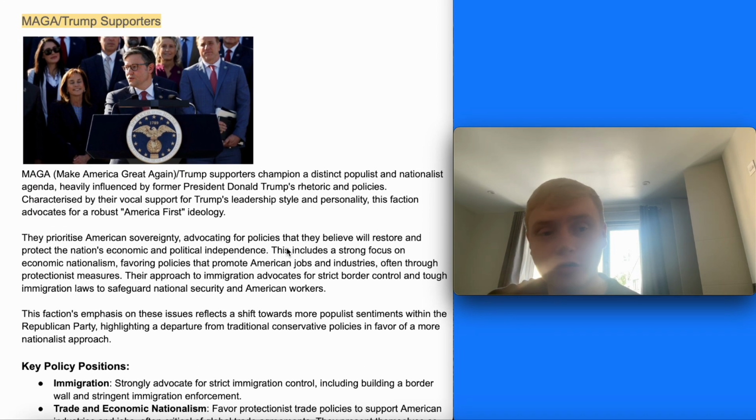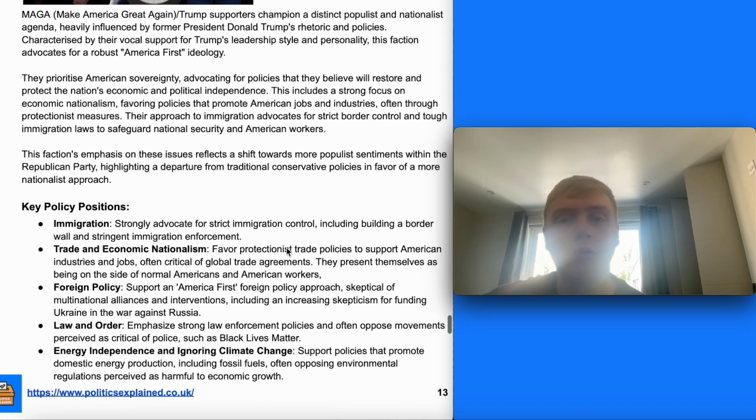The next and by far at the moment the most important faction in the Republican Party are the MAGA crowds, so Make America Great Again, or Trump supporters, who championed a distinct populist and nationalist agenda heavily influenced by Trump's rhetoric and policies. Characterised by their vocal support for his leadership style and personality, they're advocates for a robust America First ideology, prioritising American sovereignty and advocating for policies that they believe will restore and protect the nation's economic and political independence.